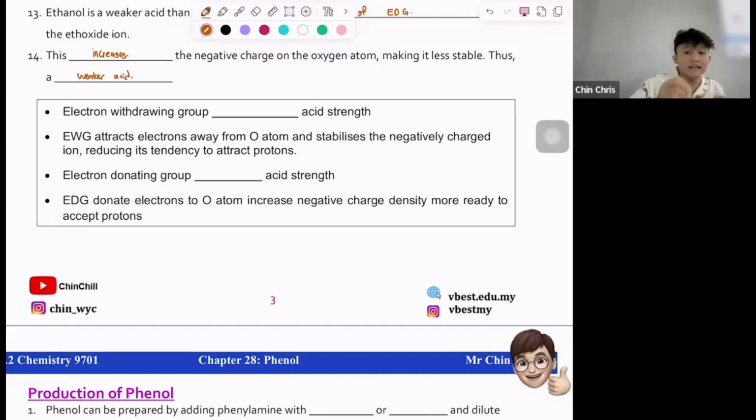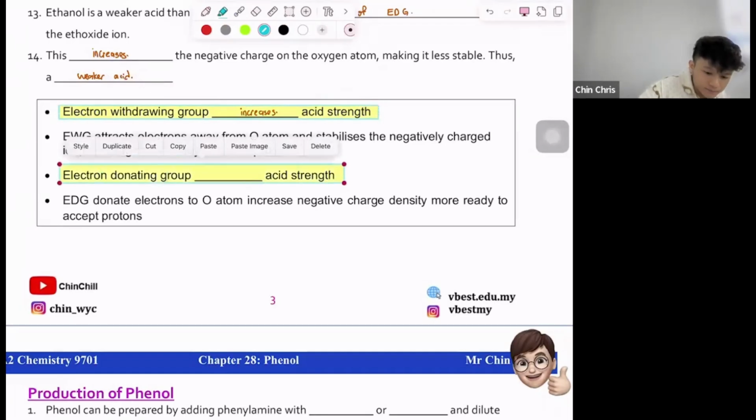So again, guys, EDG will decrease acid strength. What about EWG? Increases, yes, strengthen. I want you guys to highlight this. When you have EWG, it strengthens the acid. EDG weakens the acid.